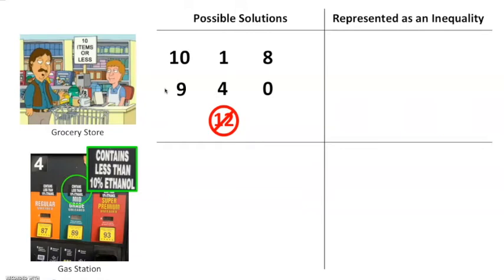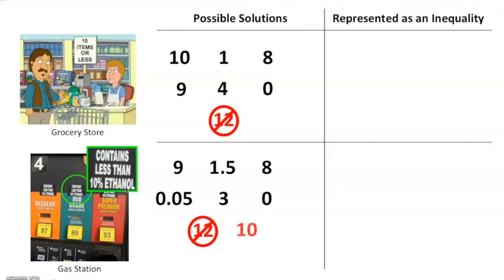The gas example is a little bit different because it says contains less than 10% ethanol. So I could have 9% ethanol, I could have 1.5% ethanol, anything that's smaller than 10, right? So it doesn't matter what the numbers look like as long as it's smaller than 10. So I also cannot have 12 because that's not smaller than 10, but I can't have 10 either, right? Because it has to be less than 10. So I could have 9.99999, but I can't have 10.